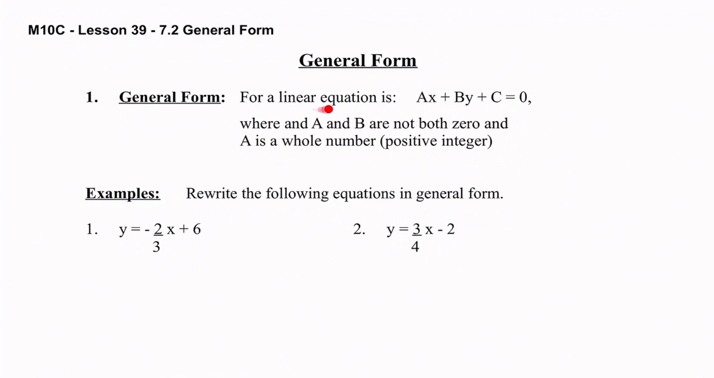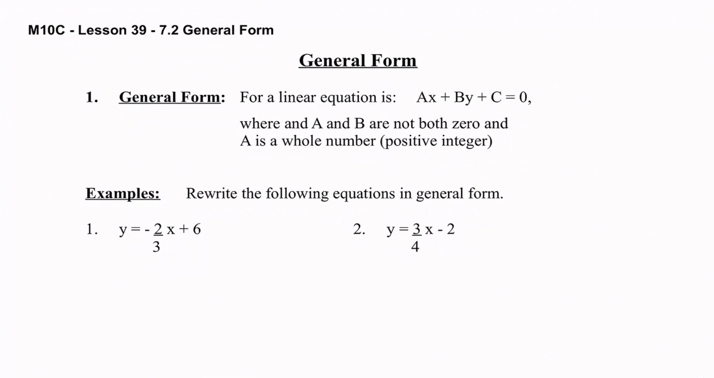So for a linear equation, it's going to be everything all lined up nicely on one side of the equation and then equals 0 on the other side. So that's why I want you to compare it with a general in the army. So they're all lined up nicely on one side. So we got ax plus by plus c equals 0. And a, b, and c, these are just going to be different numbers.